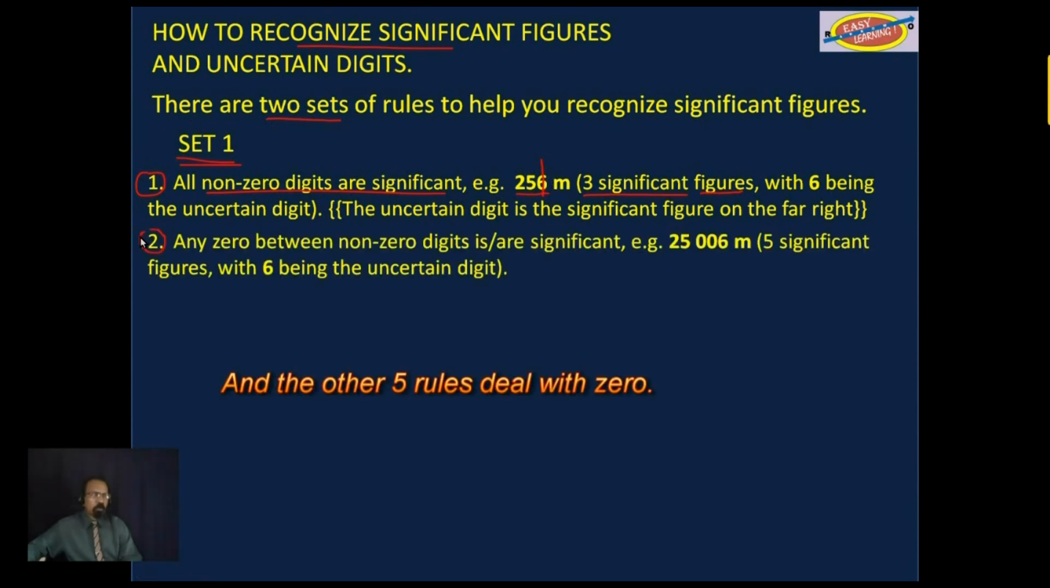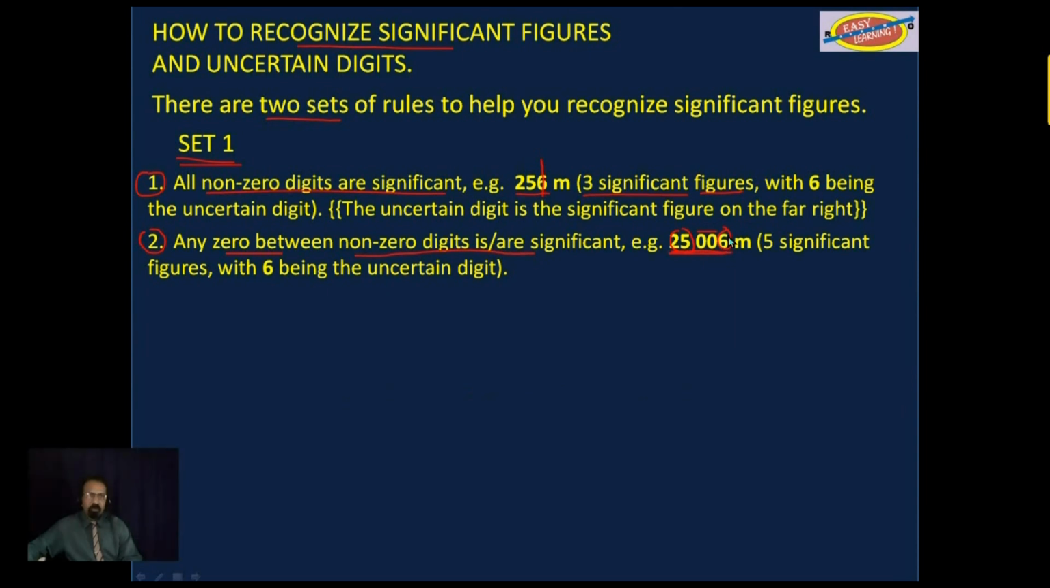Rule 2, any zero between non-zero digits is significant. 25,006. Now these on the end here are non-zeros. These zeros in the middle are between non-zeros and therefore they are considered significant. So we have 5 significant figures, 25006, and out of the significant figures, the one on the far right is considered the uncertain digit, so 6 is uncertain.